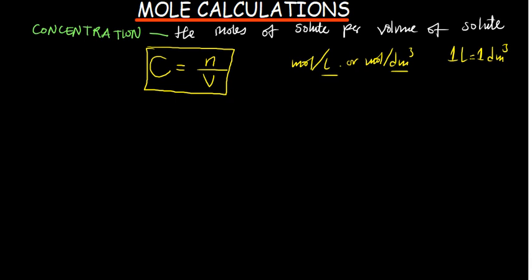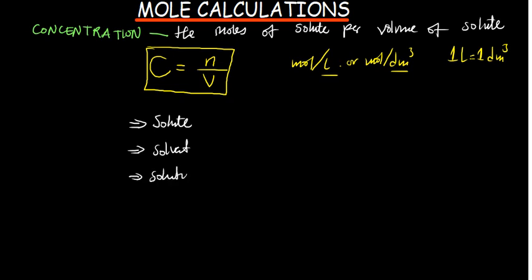Now we are saying moles of solute per volume of solution. What do we mean? Well, we have got solute here. We also have a solution, but for you to form a solution, you have a solute, you also need to have a solvent, and then you are going to have a solution.